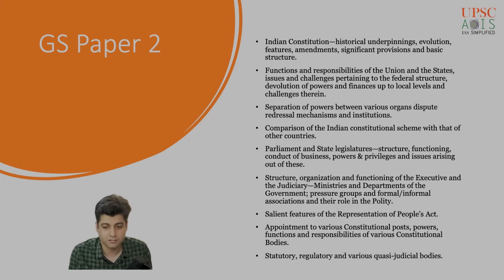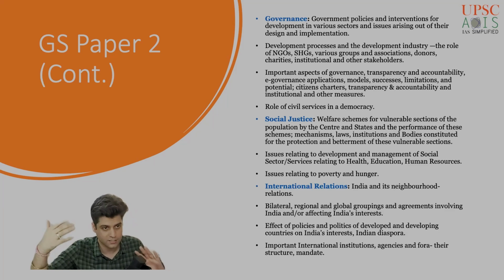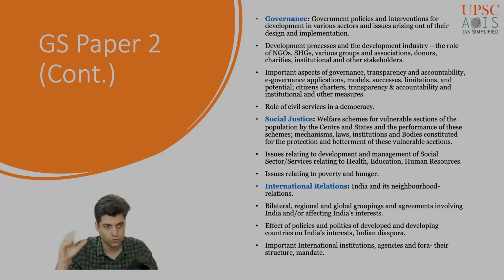Then there is salient features of the Representation of People Act. Both, so it's 1950 and 51, both. Okay. Appointment to various constitutional posts, powers, functions, and responsibilities of various constitutional bodies. Then there is statutory, regulatory, and various quasi-judicial bodies. Okay. The second part of this paper talks about governance, social justice, international relations. This is the continuation of GS paper 2 syllabus.